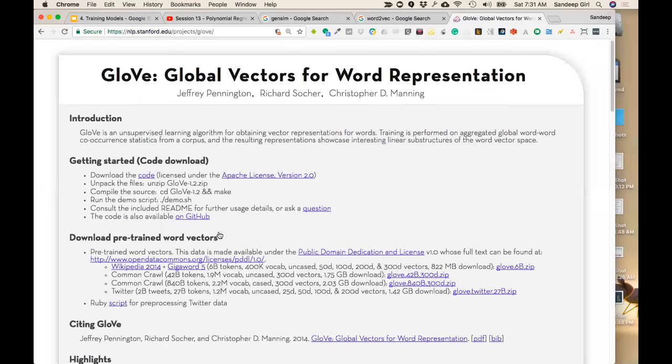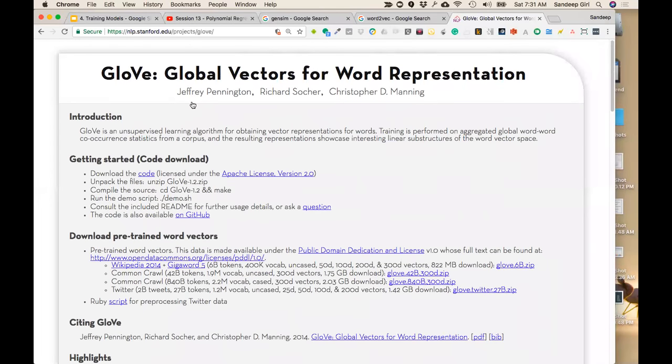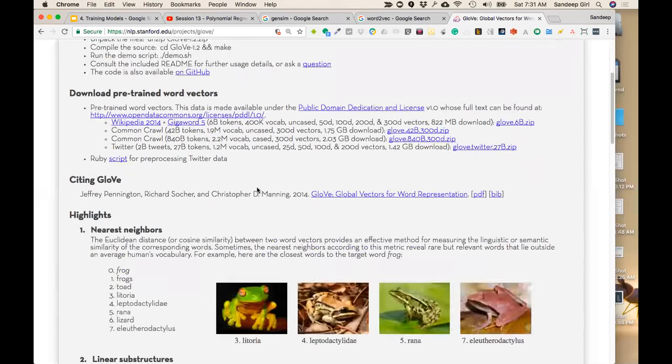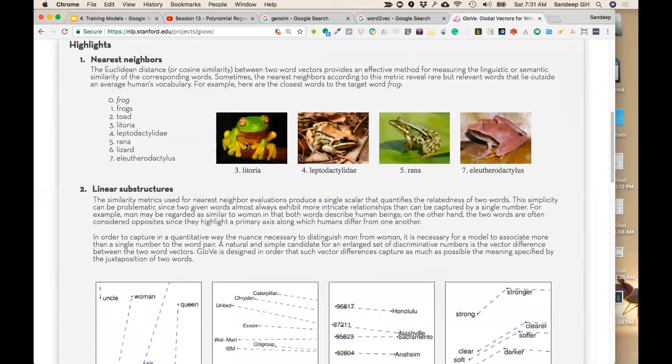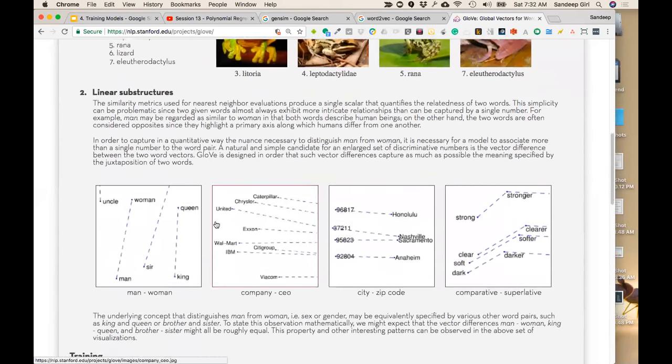Okay. So GloVe vectors are one such really good tool. What it does is convert each word into a set of numbers. For example, if frog is there, frog will be converted into numbers. So the distance between various species of frog would be really small compared to the distance between human and frog.